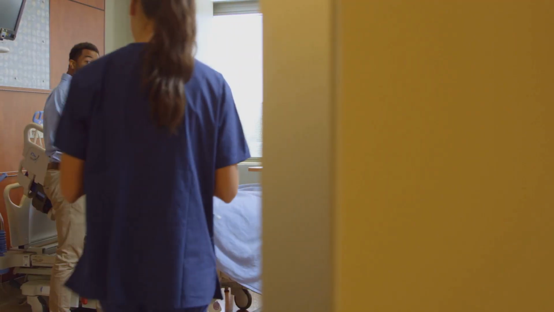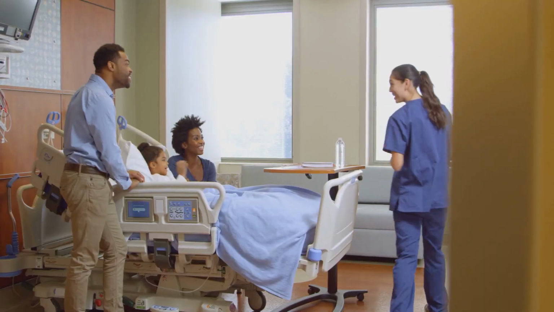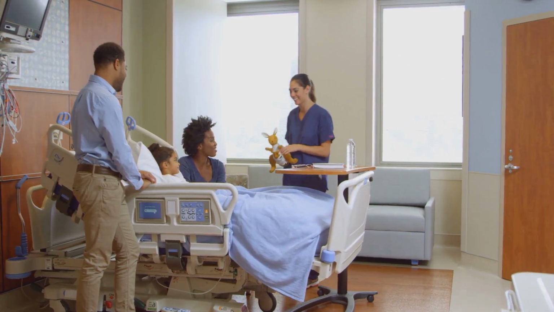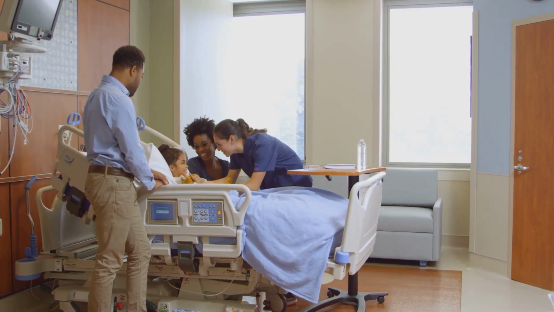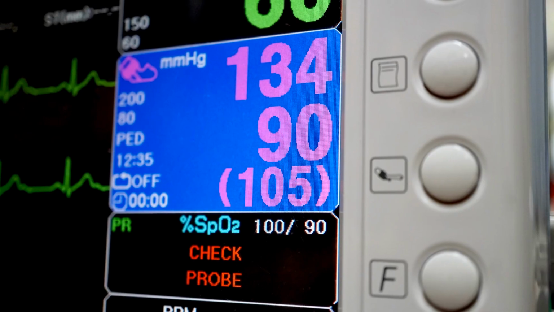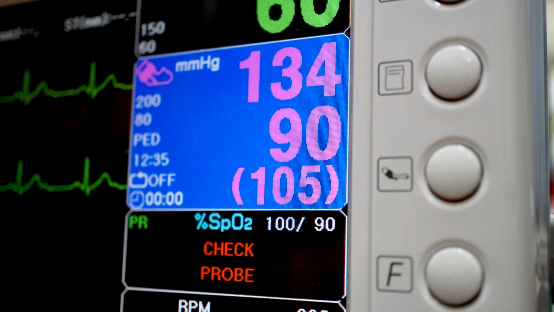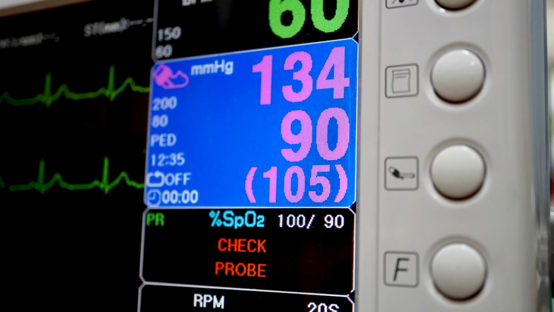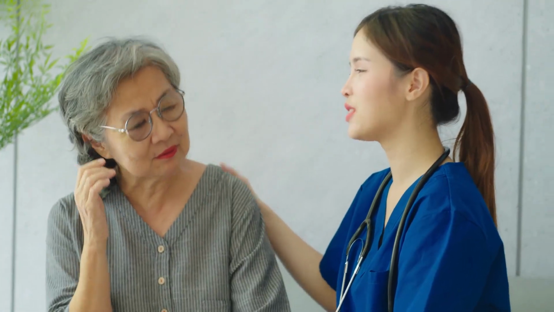The first step is see. This is about pure observation. What do you see right now at this moment without interpretation? Look at the monitor. Heart rate, blood pressure, oxygen saturation. Look at the patient.